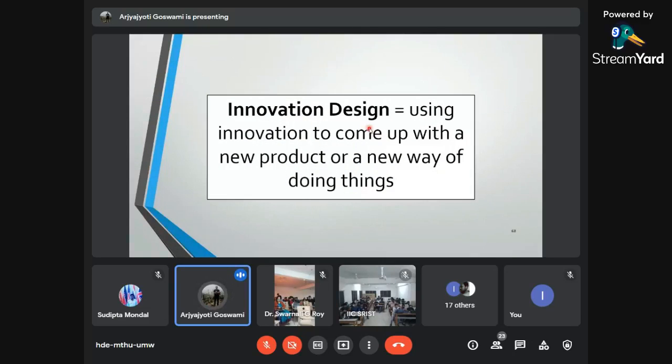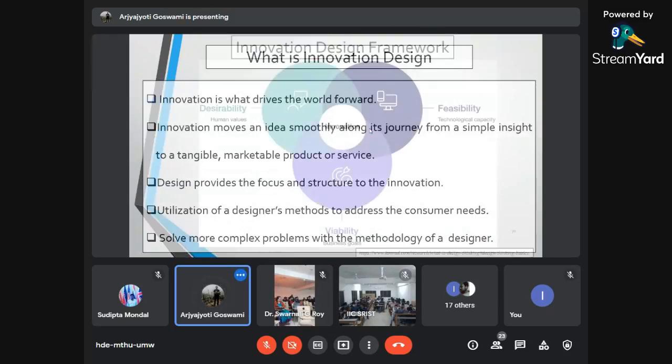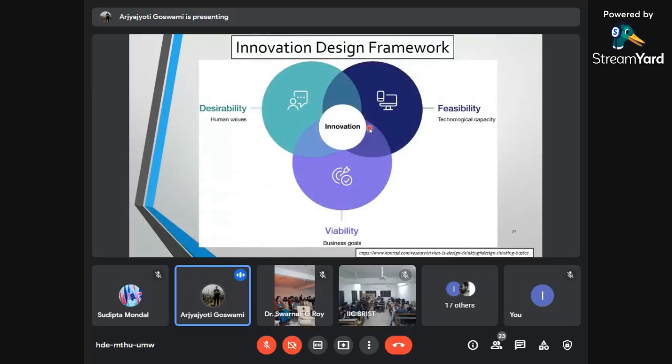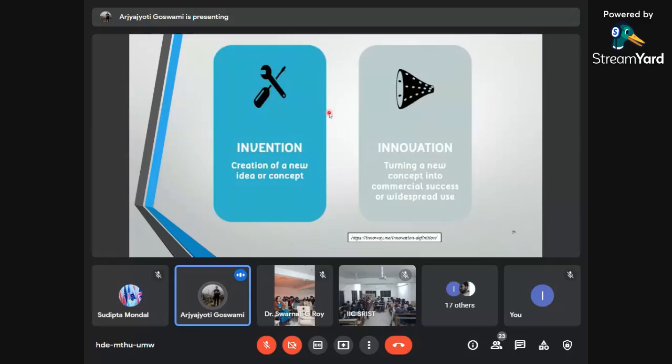Okay, innovative design or innovation design is using innovation to come up with a new product or a new way of doing things. Okay, I want to skip these things. This I have told you already that desirability, feasibility, and viability. If you have to do innovation, your innovation should be a mix of all these 3 things together. Right? It should have all these 3 features.